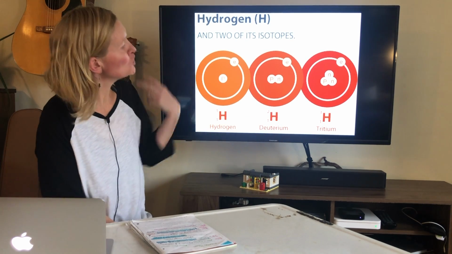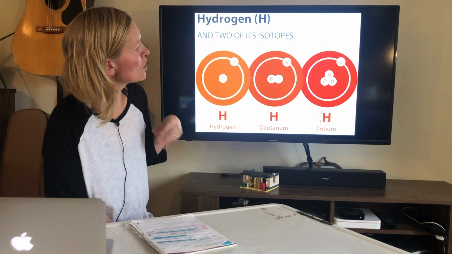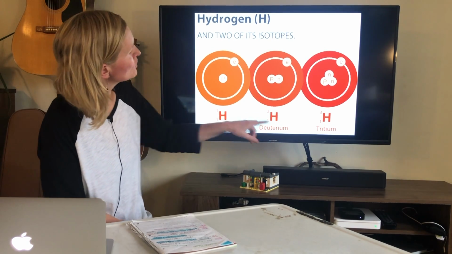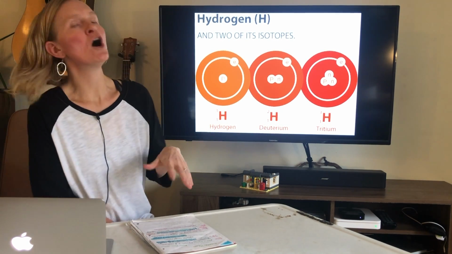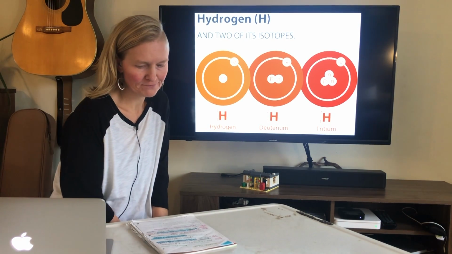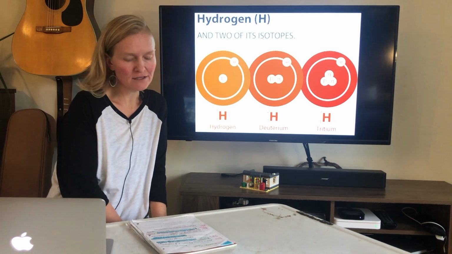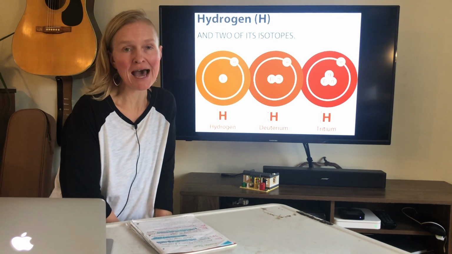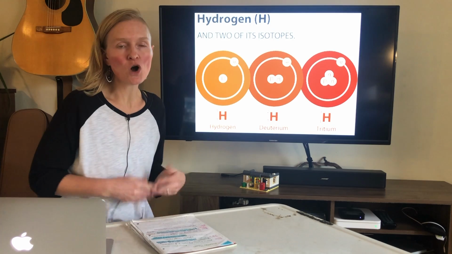And if it has two added neutrons, it's called tritium. So deuterium and tritium are two known isotopes of hydrogen. So this is why elements will have an atomic mass number that isn't always a whole number.